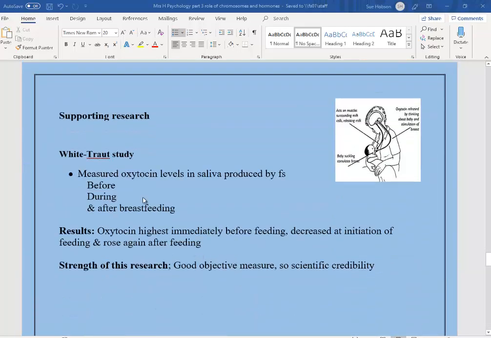What evidence have we got? So we've got the White Trout study. They measured oxytocin levels in the saliva produced by females before, during and after breastfeeding, and they found that the oxytocin was highest immediately before feeding in anticipation, decreased at the start of feeding, and then rose again after feeding. So implying that it was necessary for this bonding process and survival really for the infant. And obviously this is a very good objective measure, measuring saliva, nothing subjective about that. So it increases its scientific credibility.